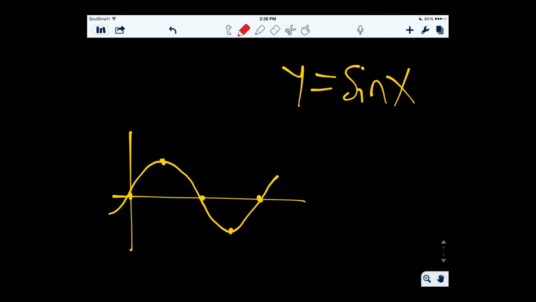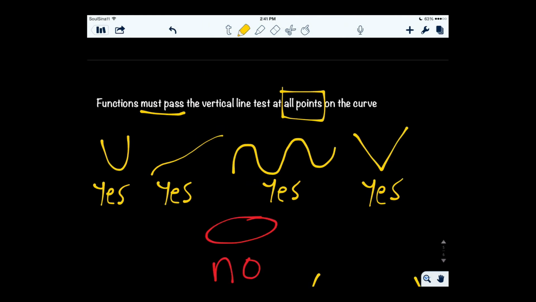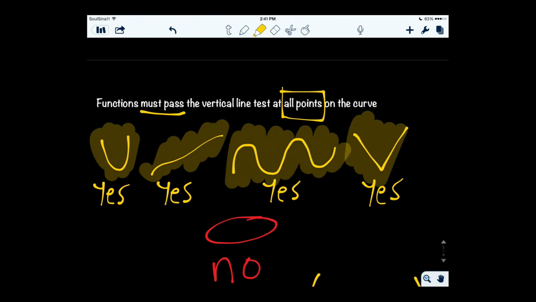You can even take a look at the graph y equals sine x. If you draw vertical lines, it intersects the graph at 1 point there, 1 point there, 1 point there, and so on. Y equals sine x is a function. So to summarize, functions must pass the vertical line test at all points on a curve. This would be a function, this would be a function, this would be a function, this would be a function, but this would not be a function.